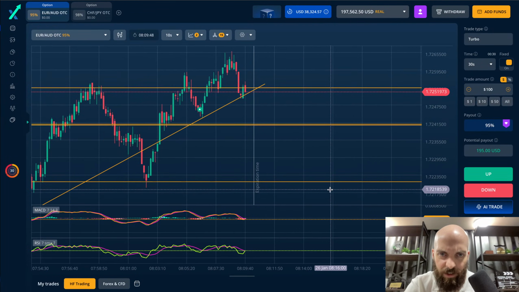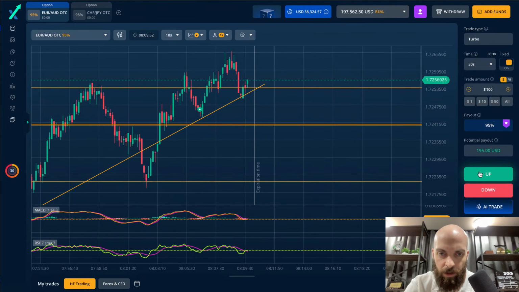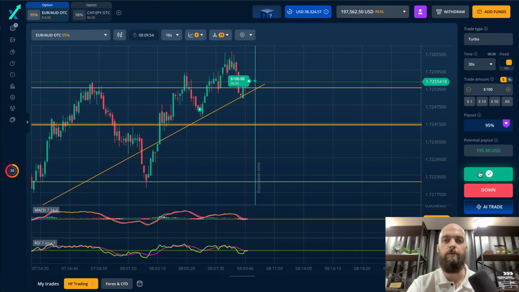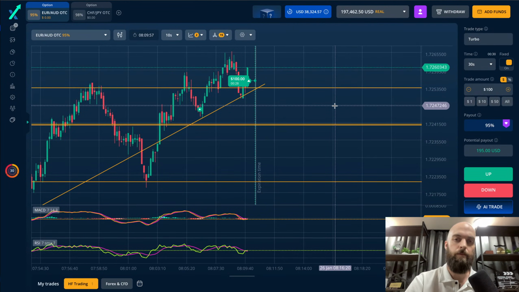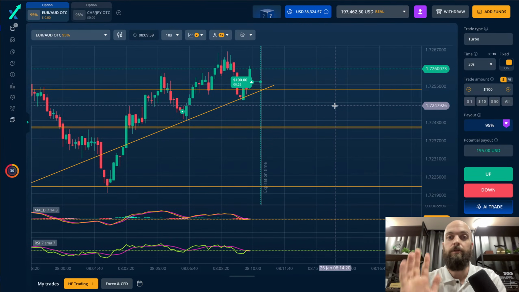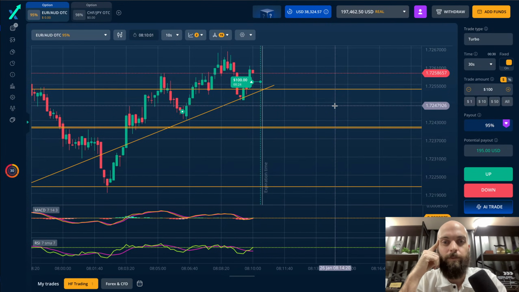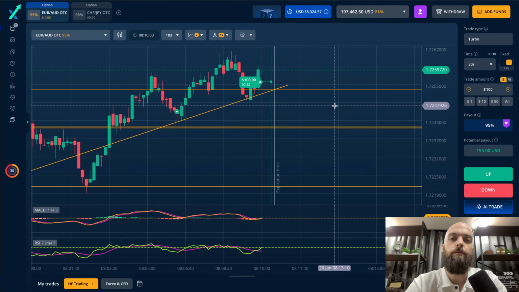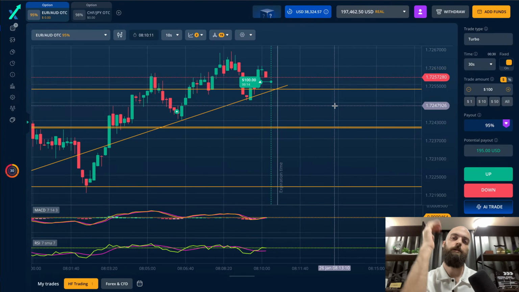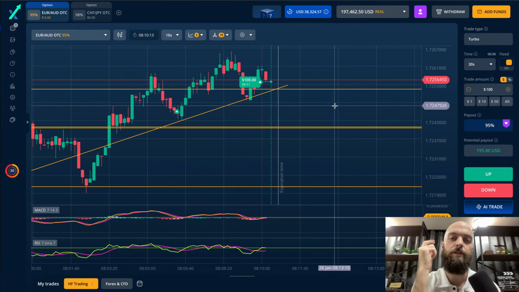On the MACD, not yet. On the RSI, it's crossing. So I think we're good for another call. At least 30 seconds, let's see. 15 seconds on the clock. Price is messing with us.